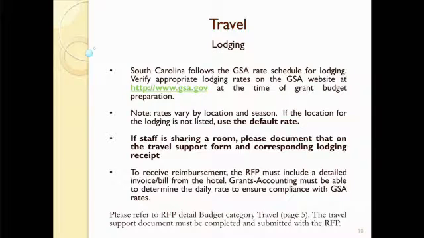If staff is sharing a room, please document that on the travel support form and corresponding lodging receipt. To receive reimbursement, the RFP must include a detailed invoice from the hotel. Grants accounting must be able to determine the daily rate to ensure compliance with GSA rates. Please refer to RFP detail budget category travel, page 5. The travel support document must be completed and submitted with the RFP.